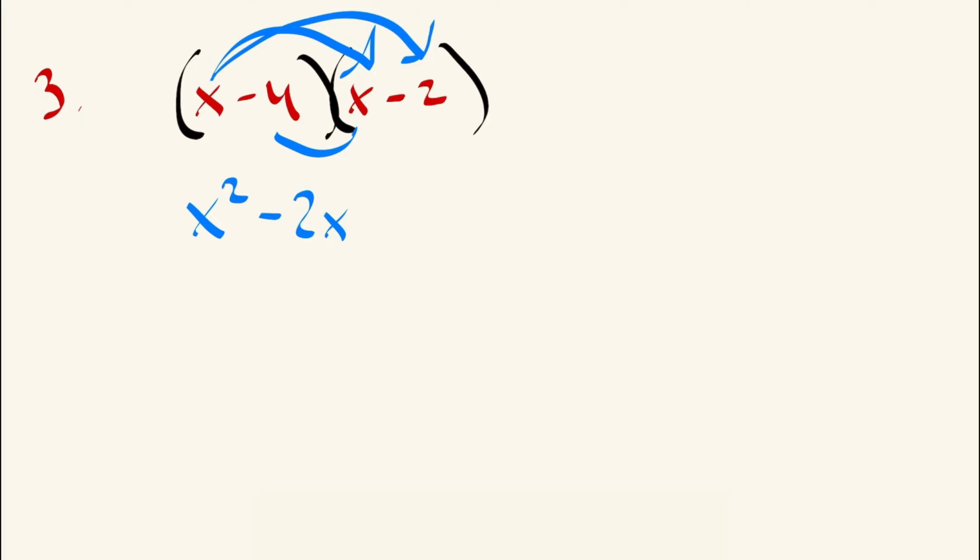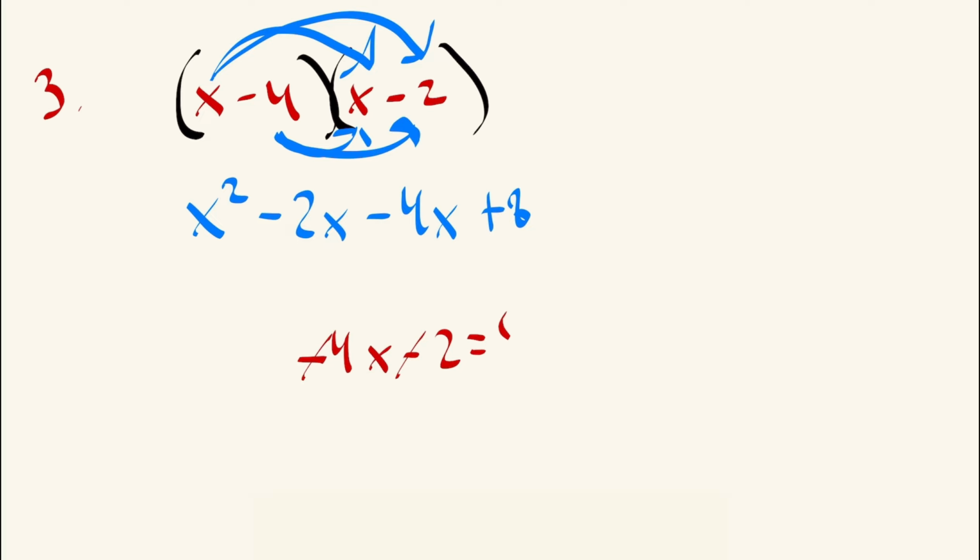Here, minus 4 times x will be minus 4x. And finally, here's where we should be cautious, as minus 4 times minus 2 will be plus 8. This is because when you times a minus times a minus, the minus cancels, which will result in a positive number. So you should be careful of that.